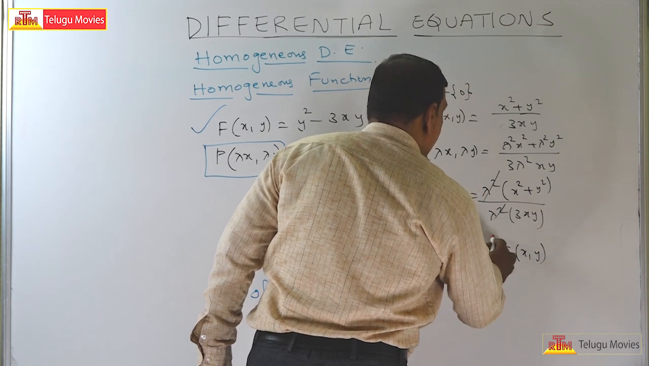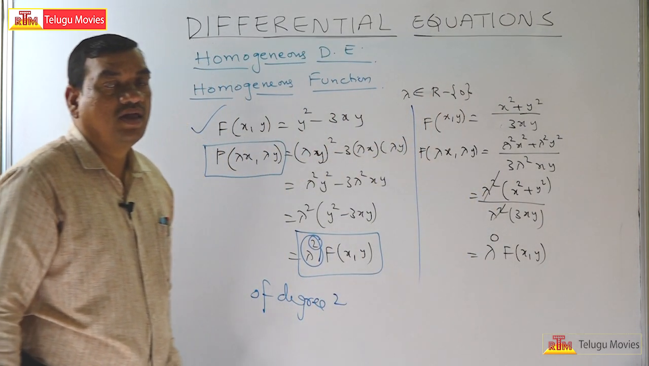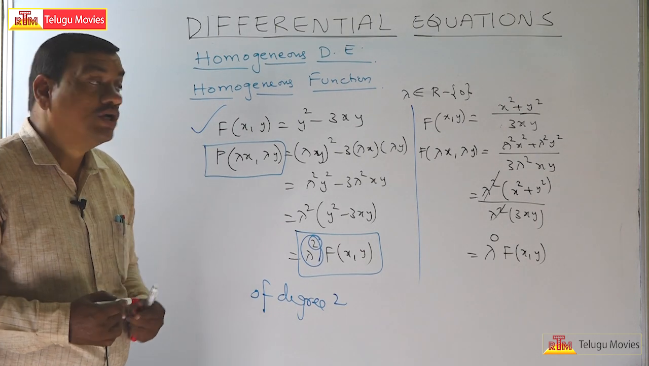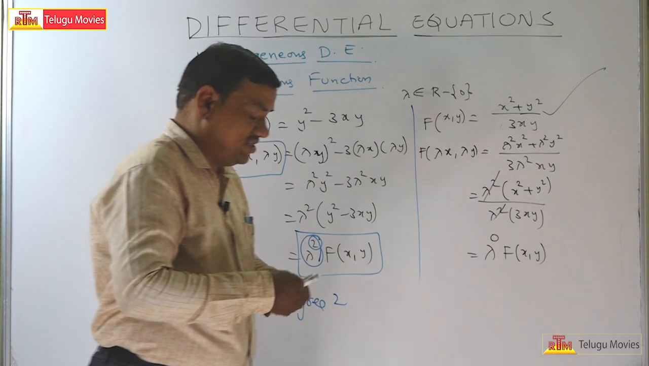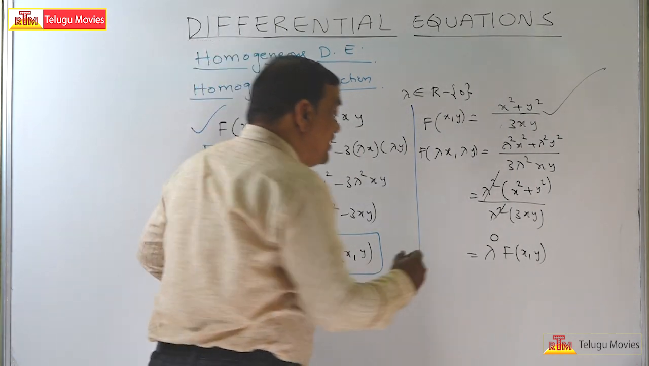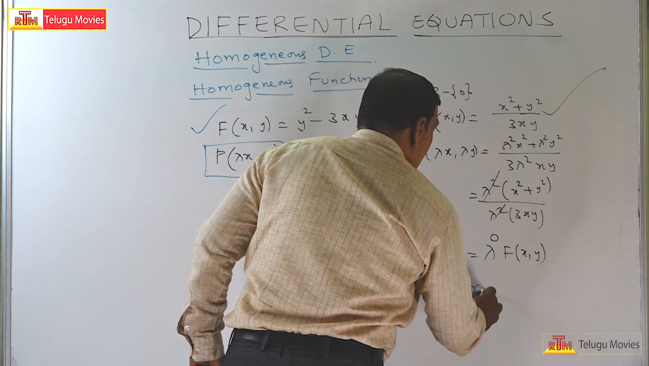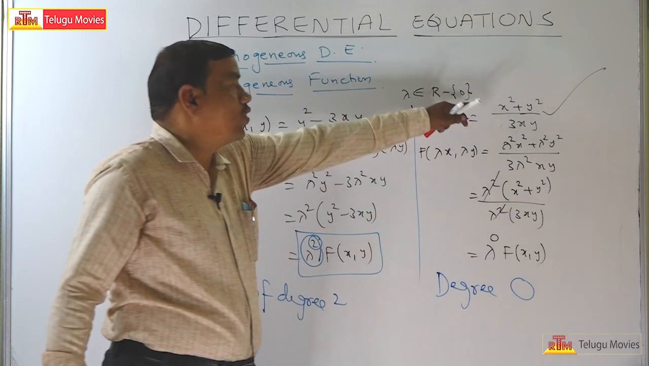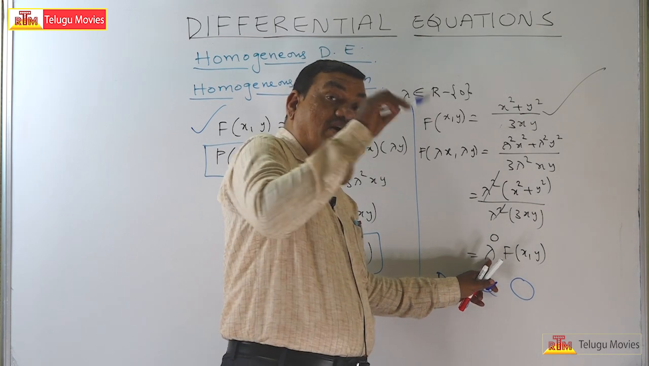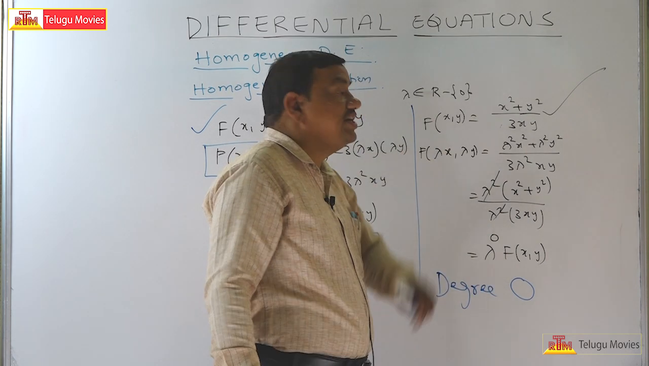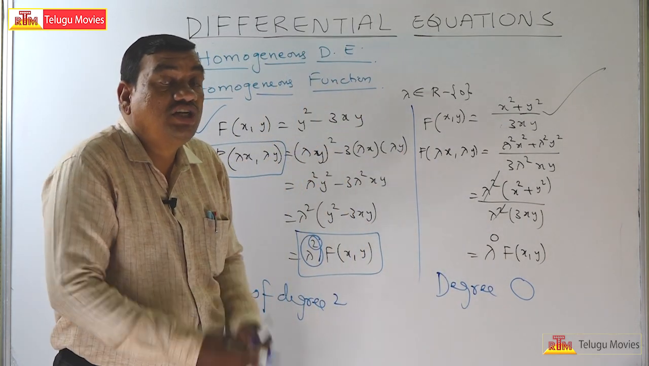But what about the power of lambda here? Can I write lambda power 0? So this is also a homogeneous function of degree 0. Whatever the lambda power is, that is called the degree of the homogeneous function.